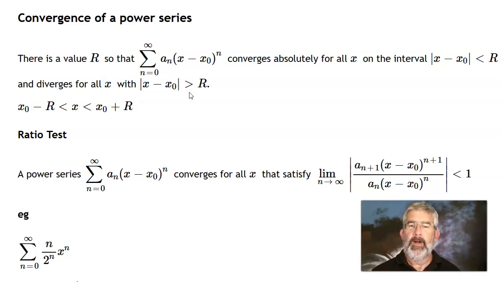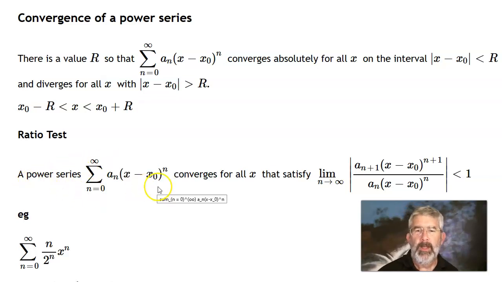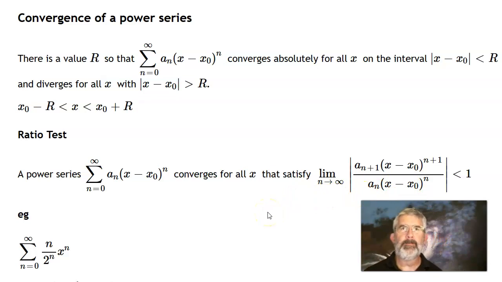Another thing that could happen here is that r could be infinity, in which case this would say every x works, that the interval of convergence is the whole real line. Now, to find out what that interval of convergence is, one of our basic tools is what's called the ratio test. I've got this power series, and it converges for all the x's that satisfy this limit. This limit is the n plus first term divided by the nth term, and you look at the limit of that as n goes to infinity.